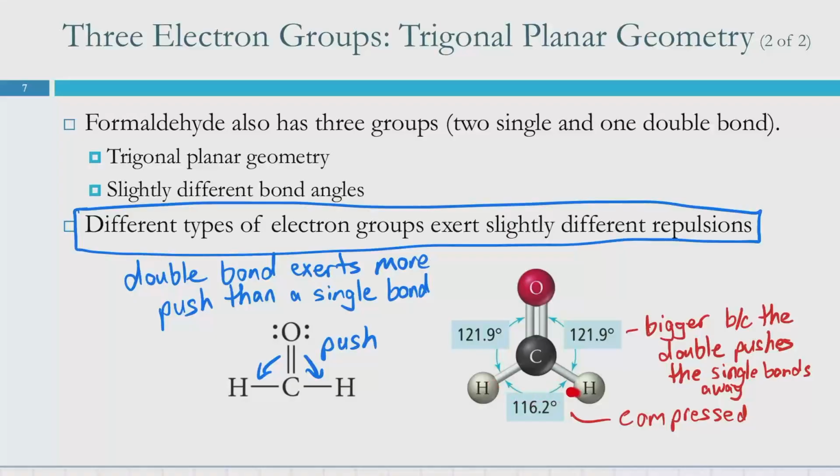And the single bonds pushing on each other isn't as strong as the double bond pushing on the single bond. So the single bonds get sort of forced to be closer to each other.